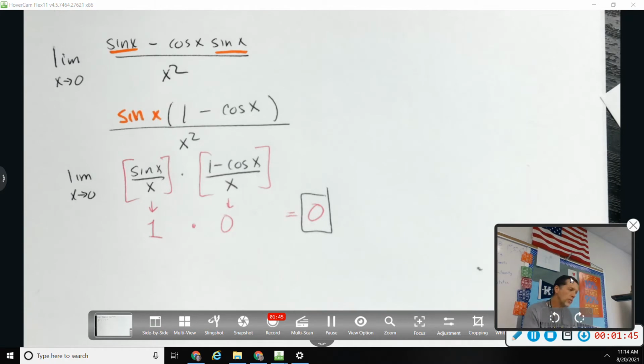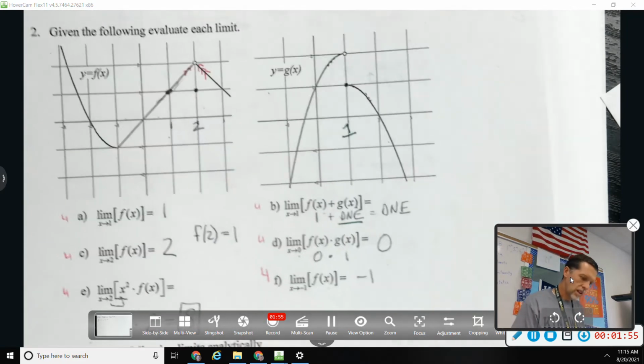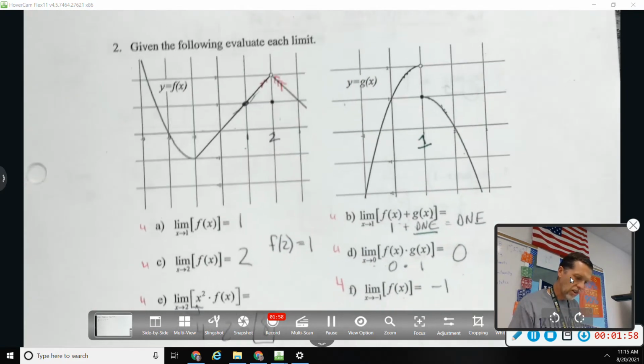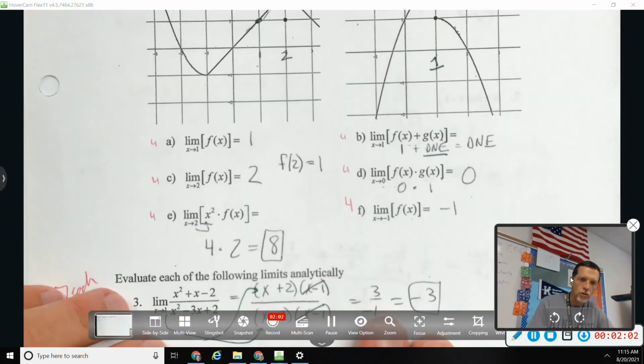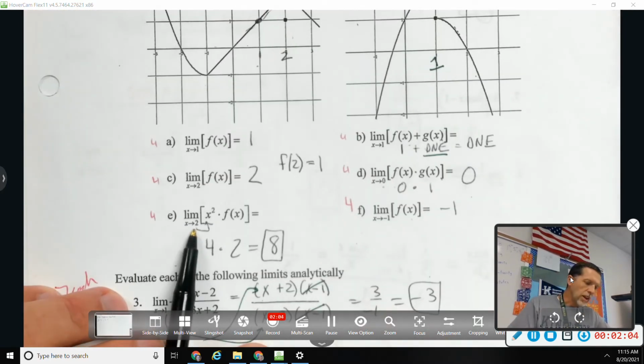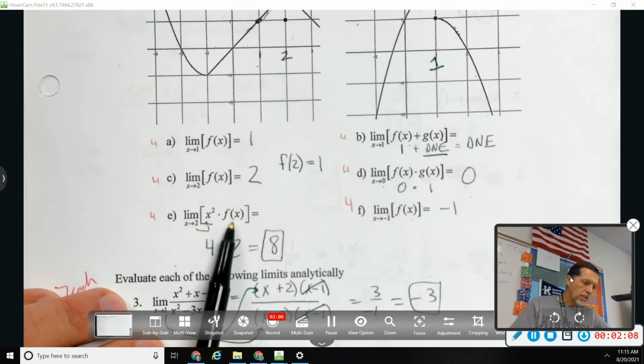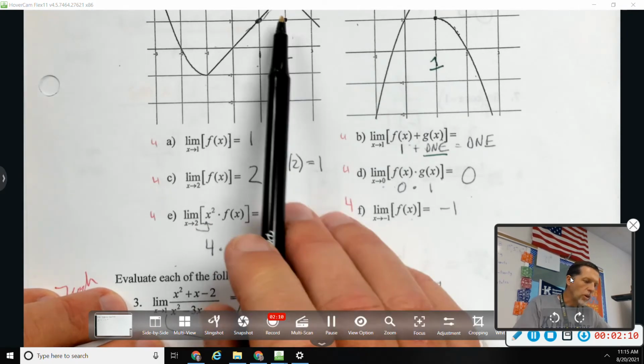Anything else from the quiz that maybe you got the right answer, but you still weren't sure exactly what happened? 2e. Let's look at the picture here. So that one's sort of a substitution one. So you plug in 2 for x. 2 squared is 4. And then f of 2, although I don't really want f of 2.